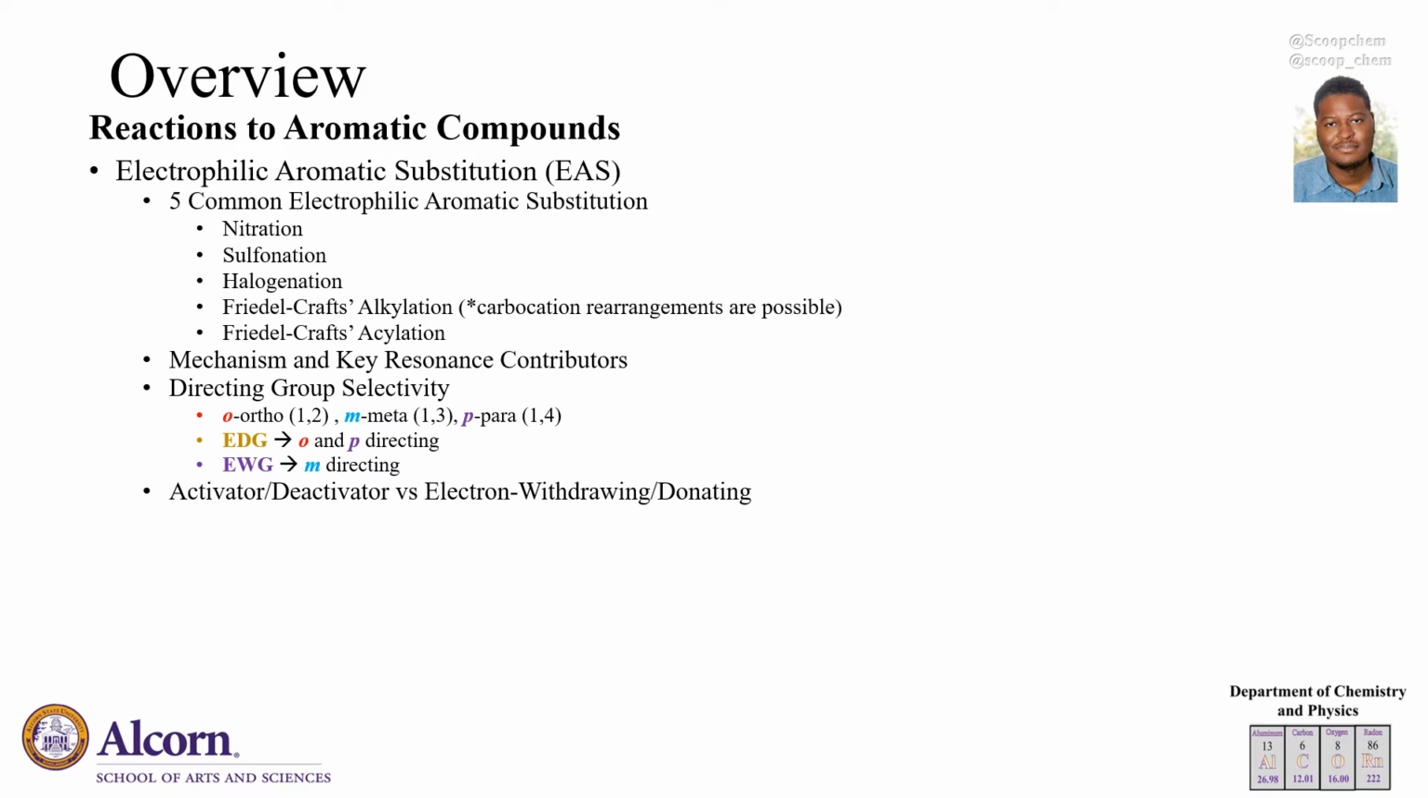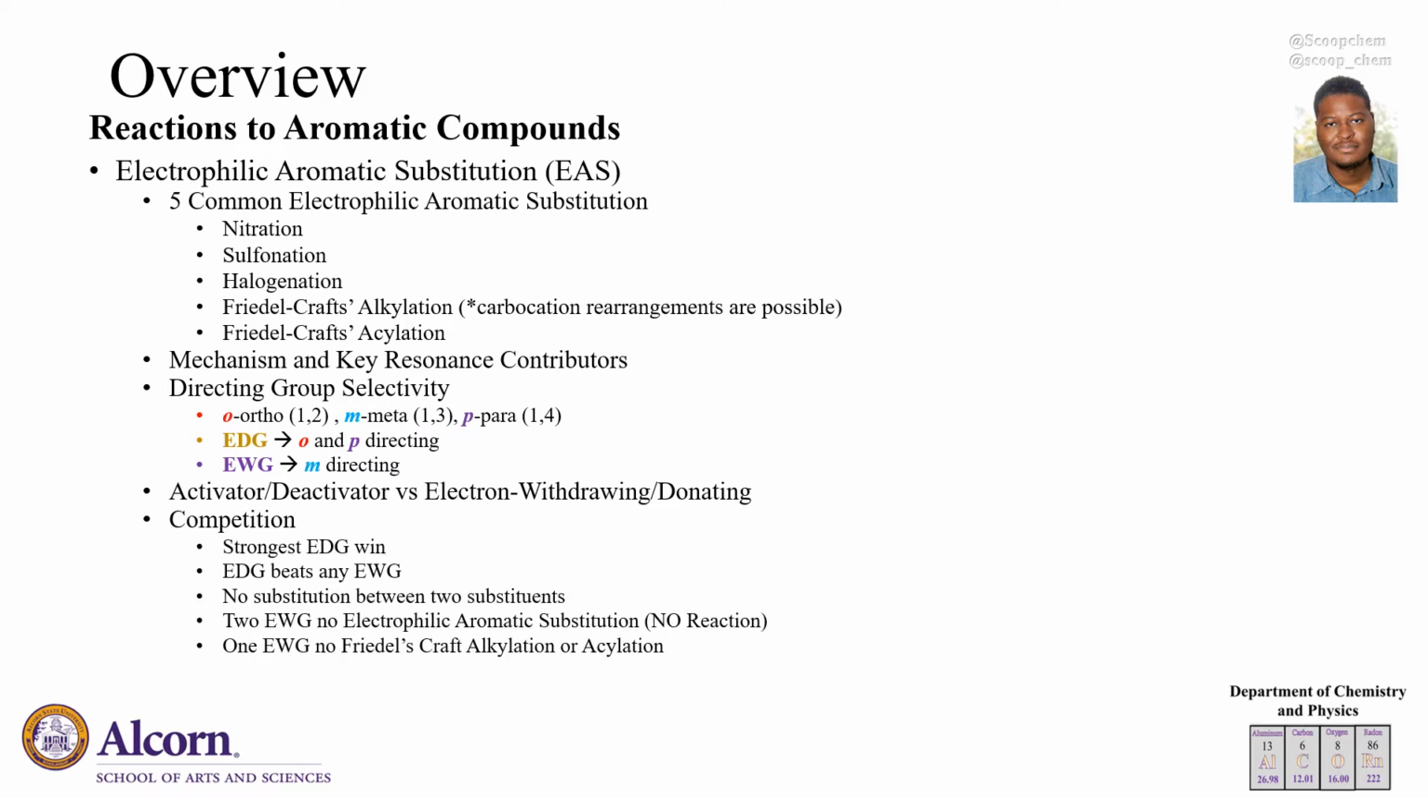Okay, we'll talk about activating and deactivating groups, and electron withdrawing versus electron donating. Okay, and then we'll talk about competition among substituents. So there's multiple substituents on a ring. The competition will build up, and we want to be able to deal with that correctly. All right, we'll talk about these 5 cases and how to use that to predict the correct major product.